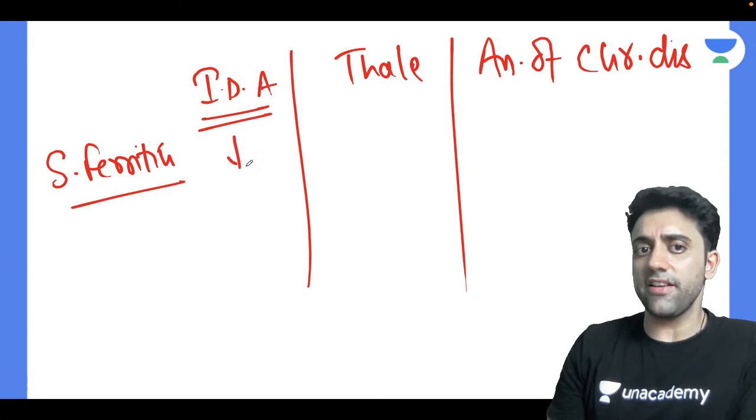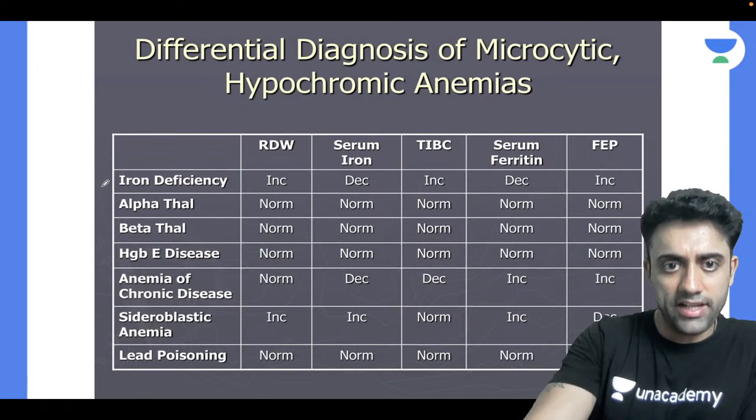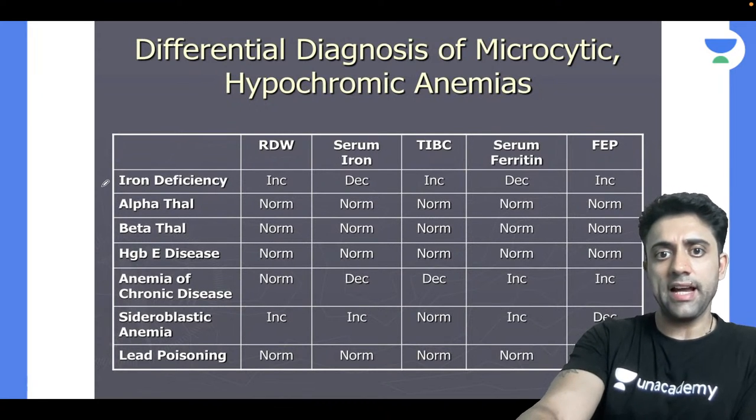Exactly, serum ferritin levels will naturally decrease. And what about total iron binding capacity? Yes, very beautiful slide. Yes, exactly. You can say that. Perfect.